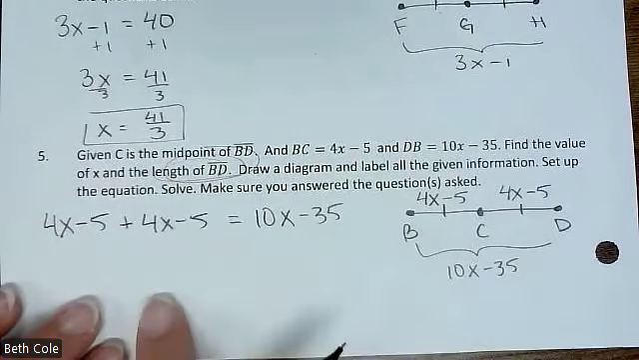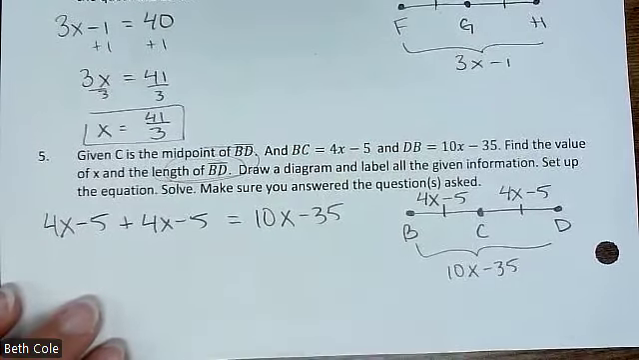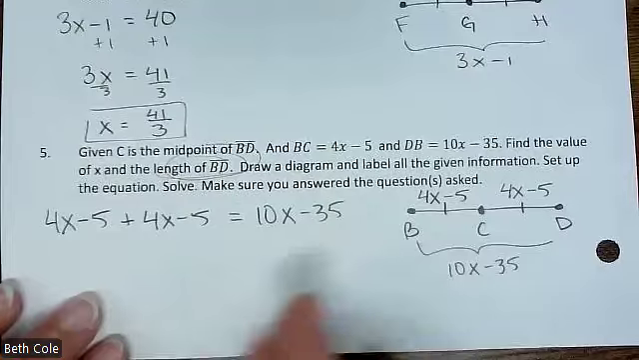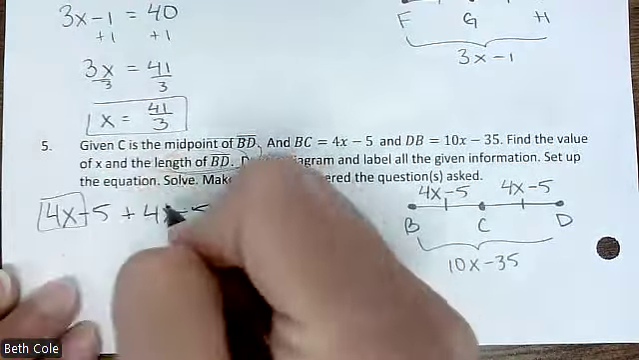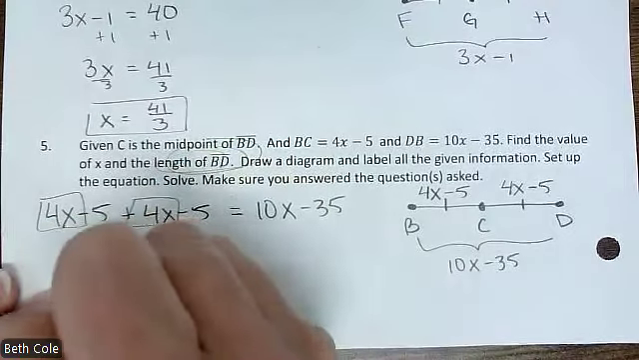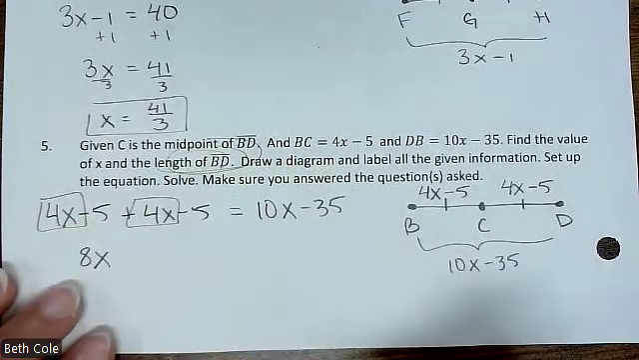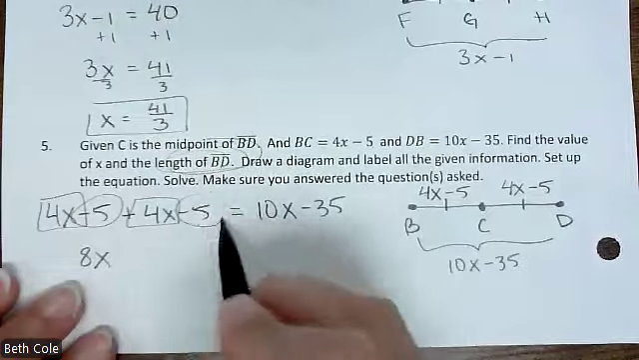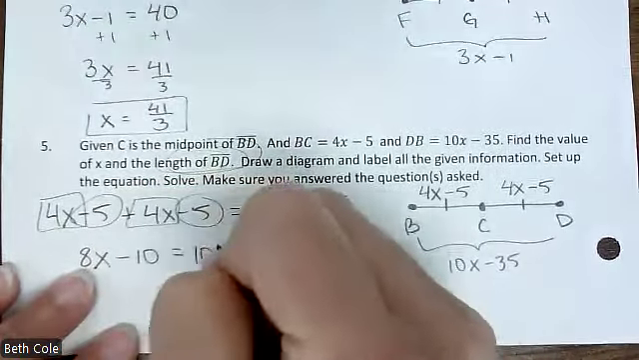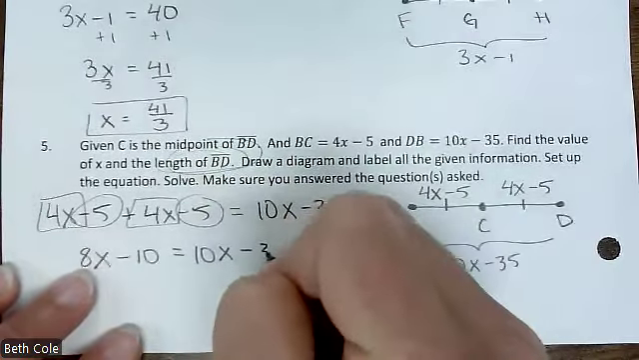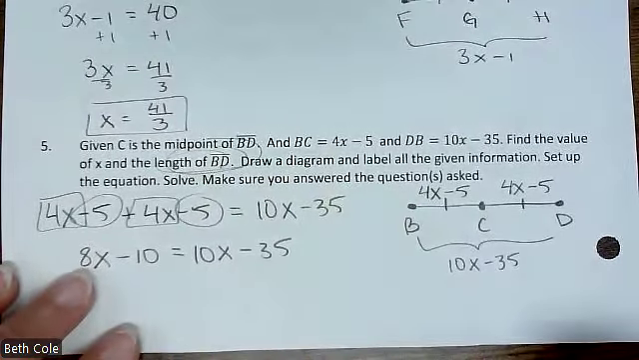And again, this is why you have to pass this class to go on to geometry. They're not going to teach you how to solve an equation. It's going to be understood that you know how to do it. So like terms, 4x and 4x, 8x, negative 5 and negative 5, negative 10. Just copying that part down. Life is like that sometimes. You're going to be okay.